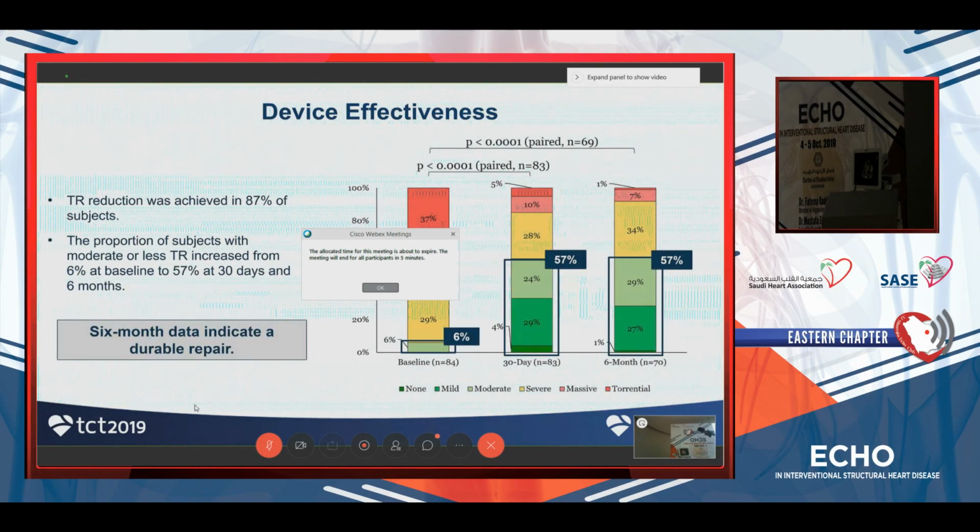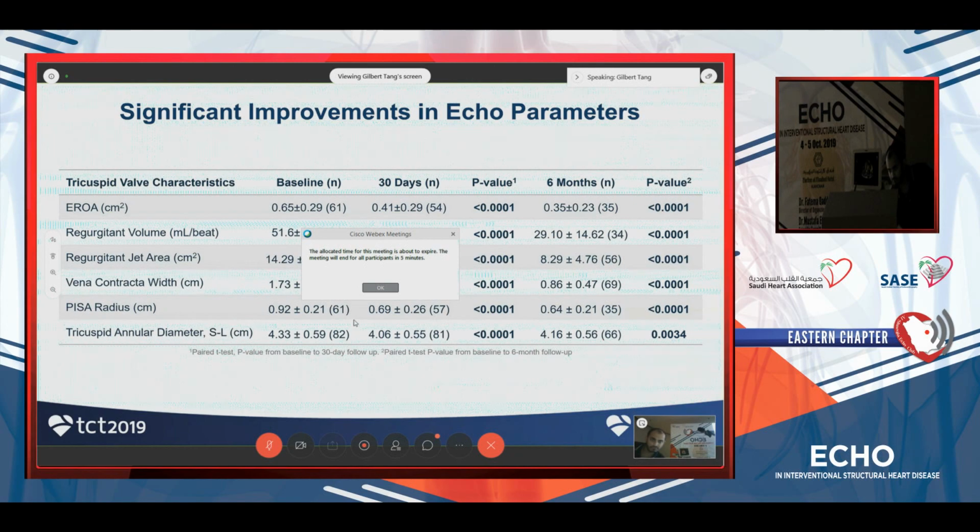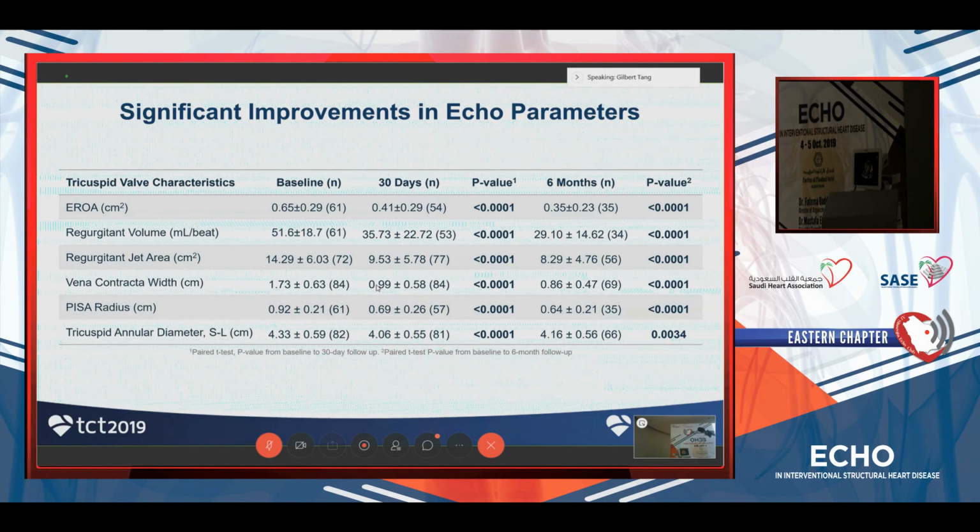There's a device effectiveness. You can see here it was achieved in 87% of the subjects. About 57% of the patients went to mild and moderate TR only, compared to before where it's only 6%. There's also significant improvement in echo parameters. You can see here in terms of EROA, regurgitant volume, vena contracta, and even tricuspid annular diameter. So there's also an effect of annuloplasty indirectly from the edge-to-edge technology.